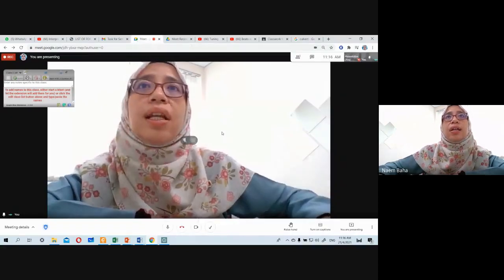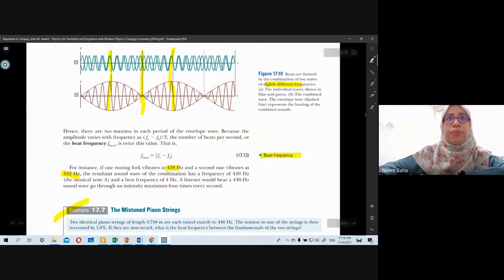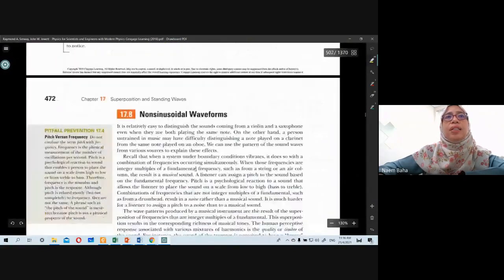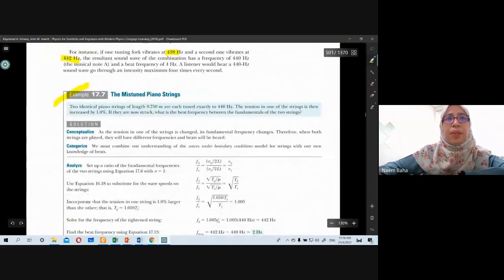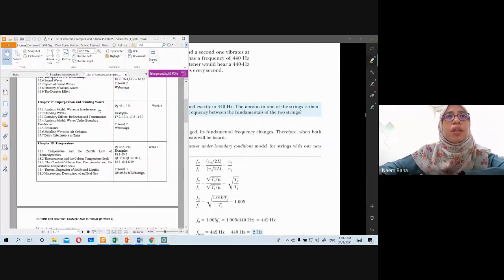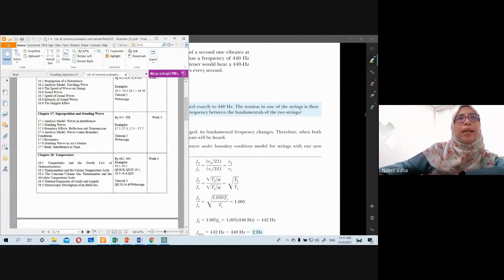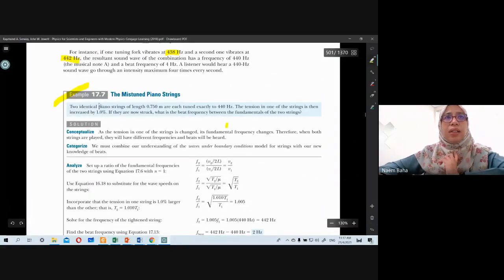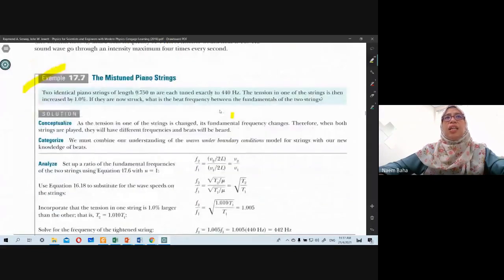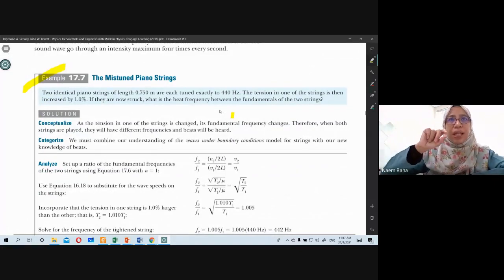Okay, let's have a look at the book itself. This is our last example. Double check with the textbook, 17.7. What I have here is lesson content, course outline. Two identical piano strings of length 0.75, each tuned exactly to 440. The tension in one of the strings is then increased by 1%.